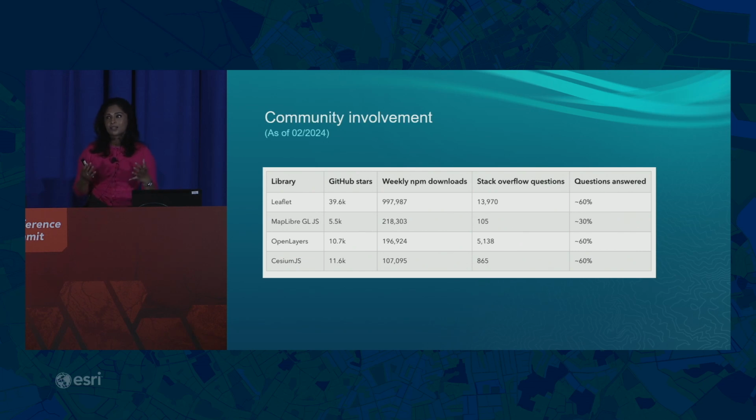I think one of the hallmarks of open source is this idea of community and community involvement. So we both thought that this was an important metric to include here: what are the GitHub stars, the weekly NPM downloads, the Stack Overflow questions, and the percentage in which those questions are answered. In general, I think all of the libraries are pretty comparable in terms of Stack Overflow questions answered. We do see that MapLibre is significantly lower, but that could also be because it is pretty new. It came out right after Mapbox changed their business model, so it's been a couple years.